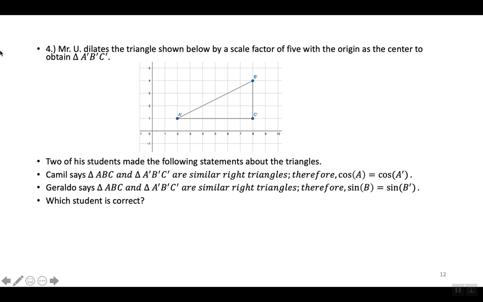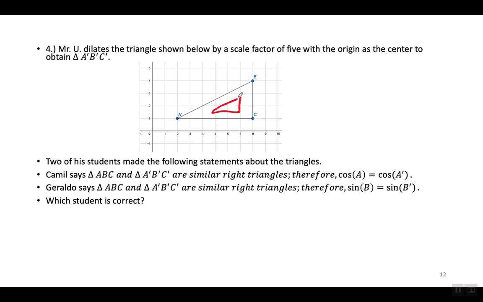Question number 4. Mr. U dilates the triangle shown below by a scale factor of 5 with the origin as the center to obtain triangle A prime, B prime, C prime. 2 of his students made the following statements about the triangle. Camille says that triangle ABC and triangle A prime, B prime, C prime are similar right triangles. Therefore, cosine A equals cosine A prime. Geraldo says that triangle ABC and triangle A prime, B prime, C prime are similar right triangles. Therefore, sine B equals sine B prime. Which student is correct?